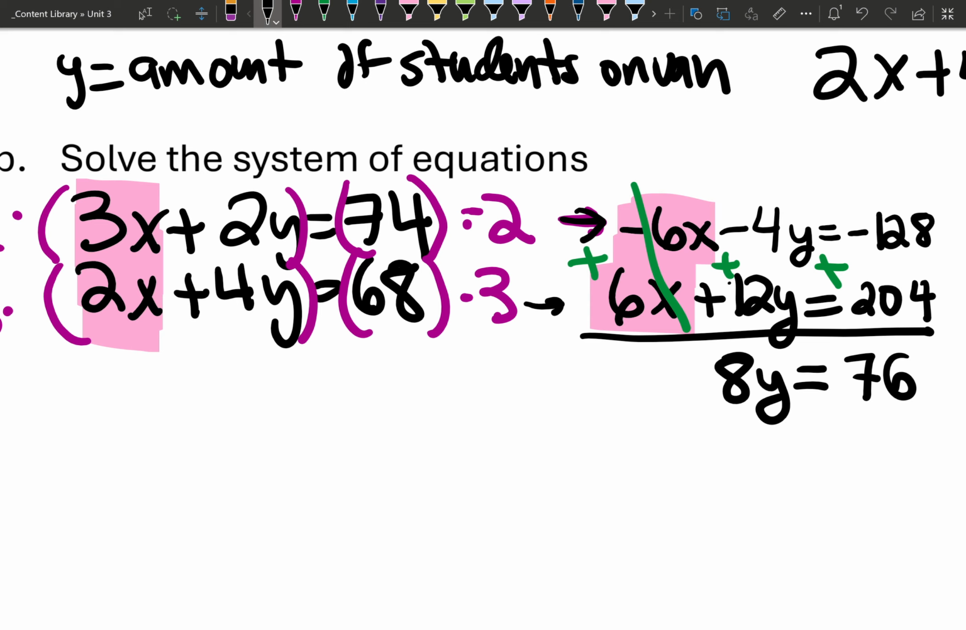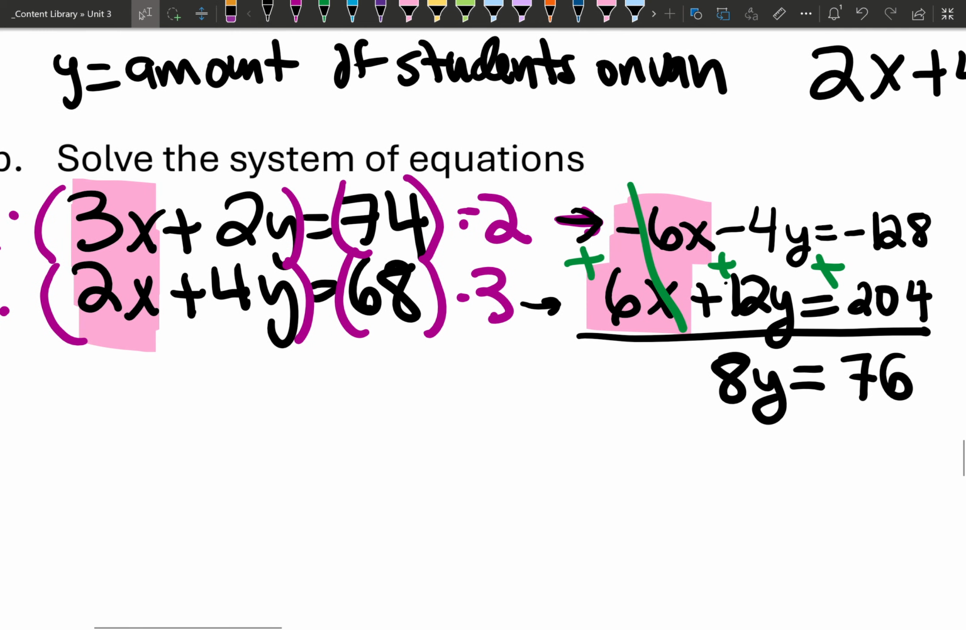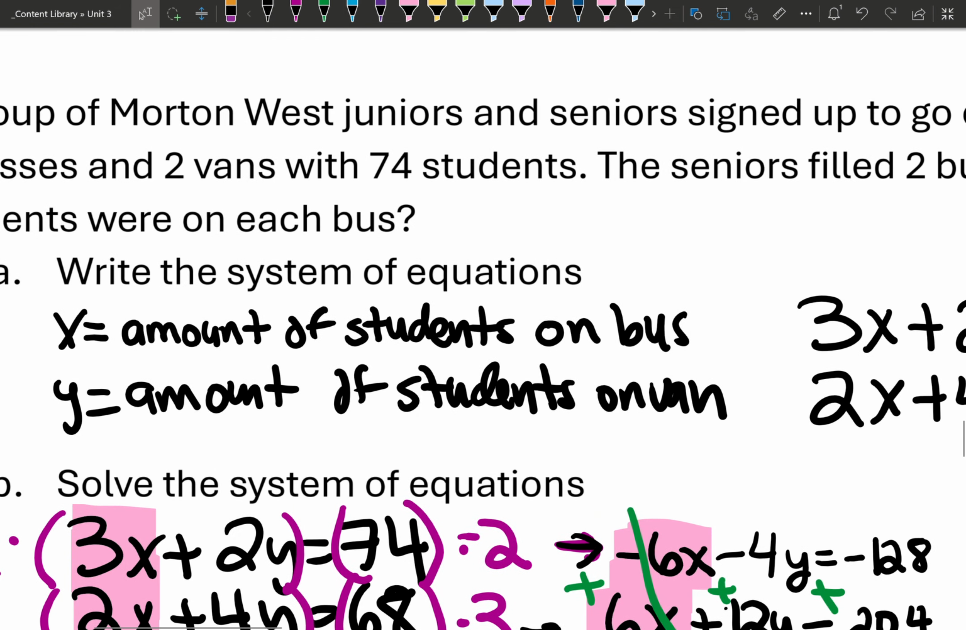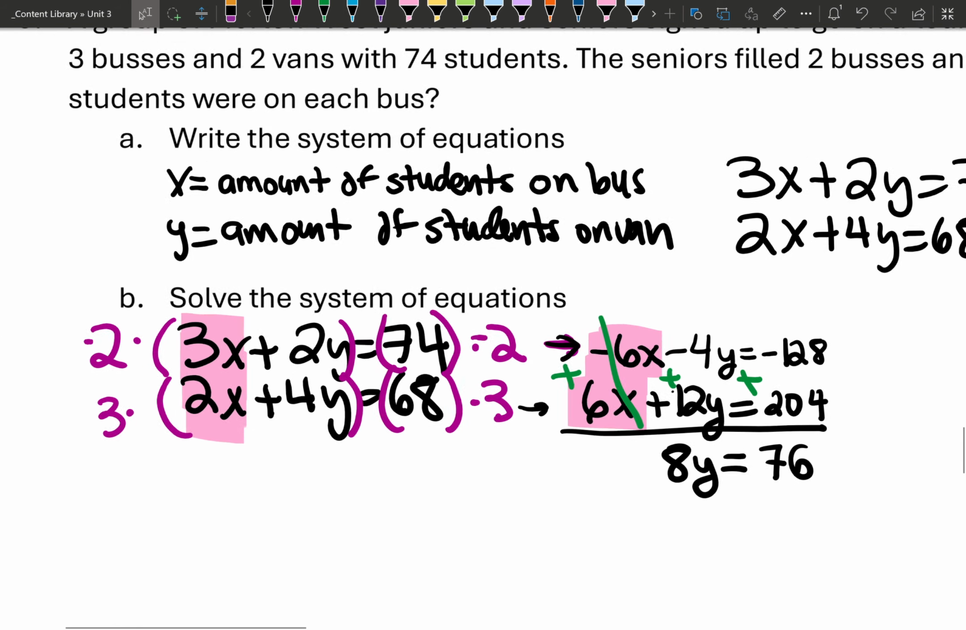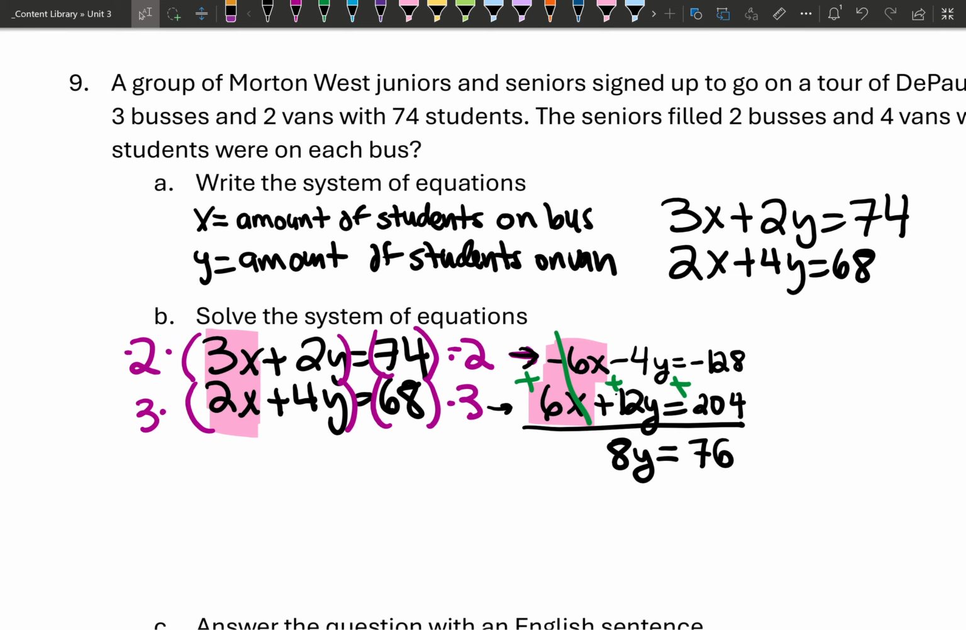But something's wrong. What is wrong here? Did I do something wrong? 6 times 68 is 204? It is. And 12 and negative 4 is 8. Okay. Well, I guess I made a little boo-boo. Did I really? Aw, that's too bad. Did I write the problem right? Let me double check, because I'm about to get a decimal. Now I'm sad.